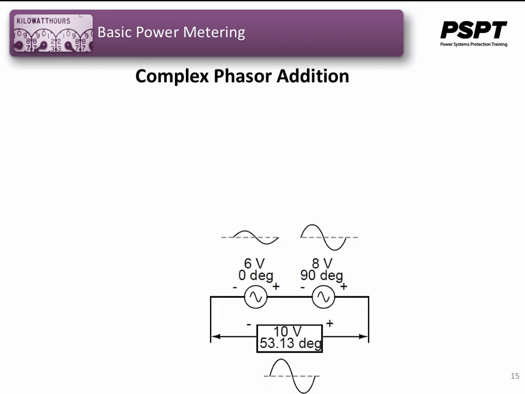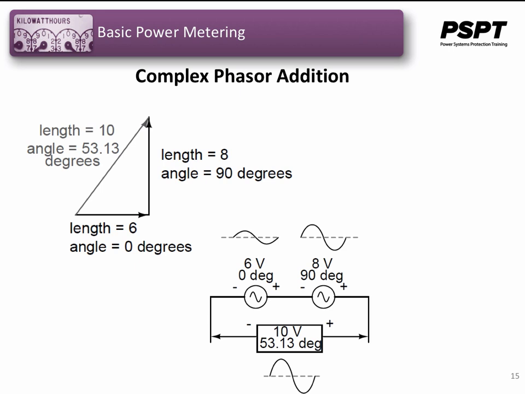If two AC voltages 90 degrees out of phase are added together by being connected in series, their voltage magnitudes do not directly add or subtract as in the scalar voltages in DC. Instead, these voltage quantities are complex quantities and must add up in a trigonometric fashion. A 6-volt source at 0 degrees added to an 8-volt source at 90 degrees results in a 10-volt source at a phase angle of 53.13 degrees.